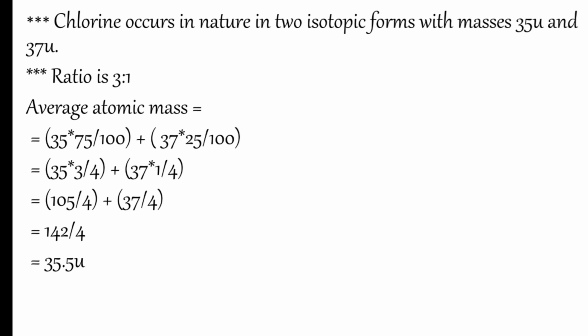So when we solve it, it will be 35 multiplied by 3 upon 4 plus 37 multiplied by 1 upon 4. That will be 105 upon 4 plus 37 upon 4. And when we join them, it will be 142 upon 4. And when we divide 142 by 4, it will come 35.5 u. And we can see that chlorine has the atomic mass 35.5 u.